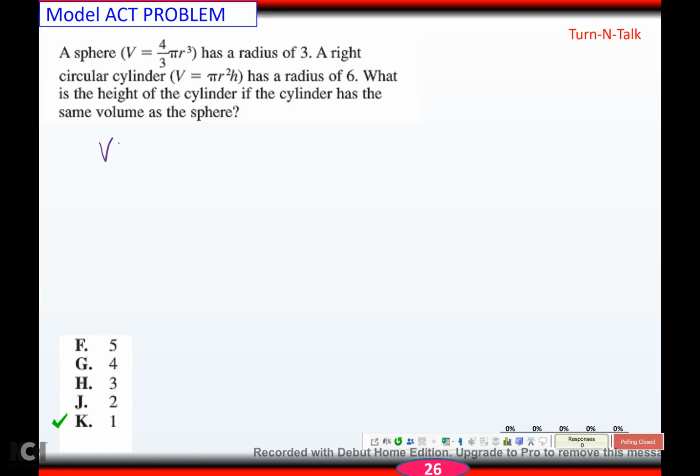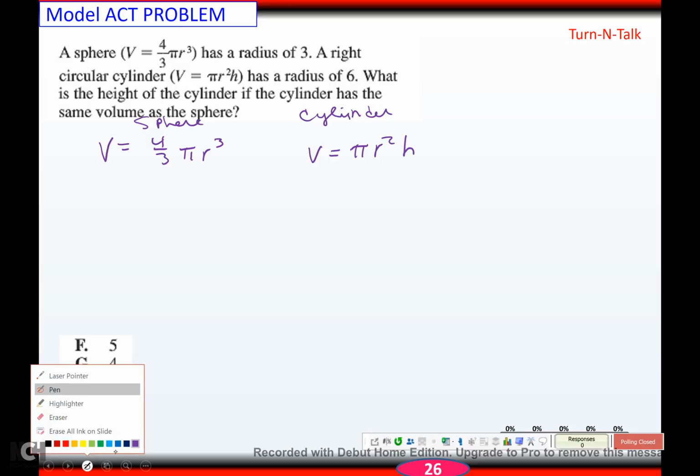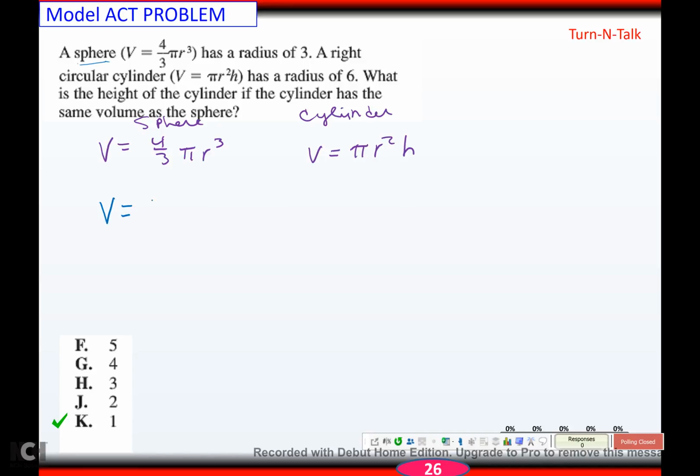Well, I need two things. I need the volume of the sphere, which is 4/3 pi r cubed, and I need the volume of the cylinder, which is pi r squared h. Well, let's see, what do I know? I know that the sphere has a radius of 3. So the volume there is going to be 4/3 times pi times 3 cubed. That volume is going to be 4/3 pi times 27. And that, I'm just going to leave for right now.